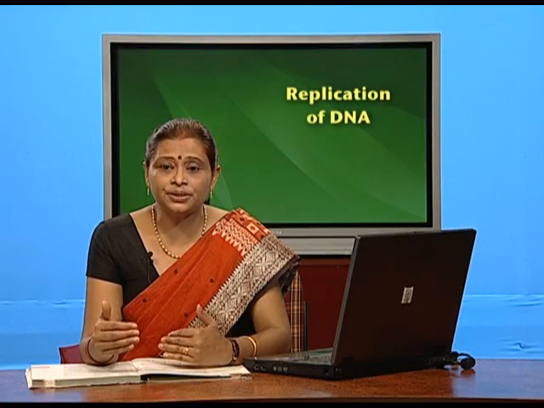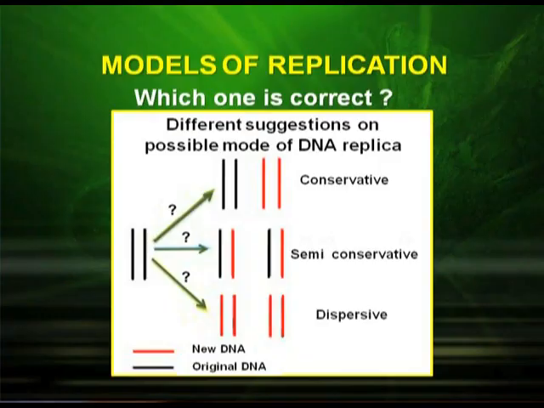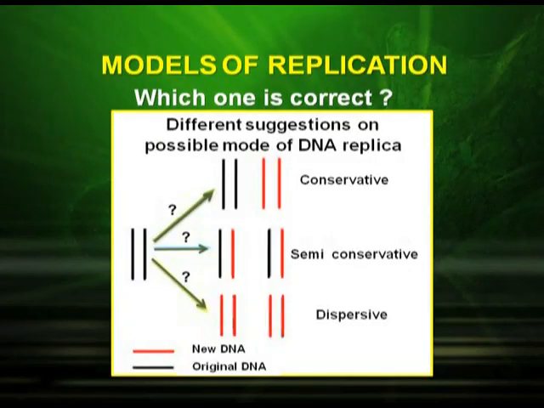Replication means to produce a similar copy. Now, there have been three models of replication suggested. Now, we have to decide which one is correct. It has been suggested by different biologists, but then it was experimentally proved which one is the correct one, that we will study further. The three models suggested were conservative, semi-conservative, and dispersive.